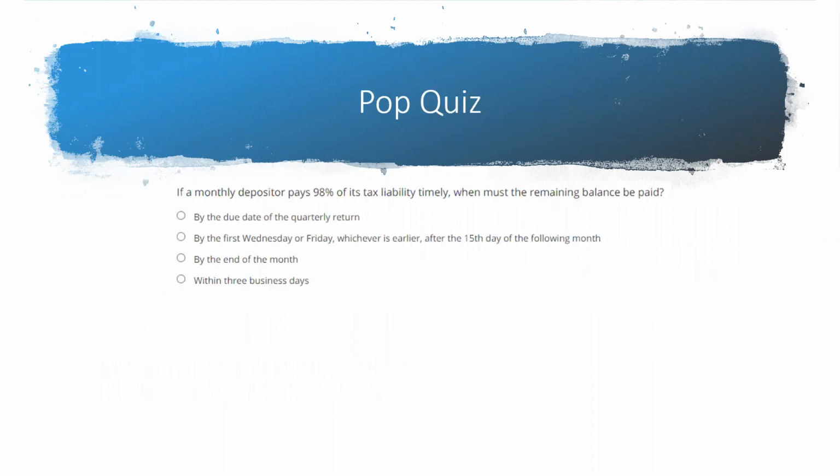All right, pop quiz. If a monthly depositor pays 98% of its tax liability timely, when must the remaining balance be paid? A, by the due date of the quarterly return, which would be the Form 941; B, by the first Wednesday or Friday, whichever is earlier, after the 15th day of the following month; C, by the end of the month; or D, within 3 business days. So again, they're a monthly depositor and they paid 98% of its tax liability timely, but there's this little 2% hanging out that they still owe. So when must they pay it?